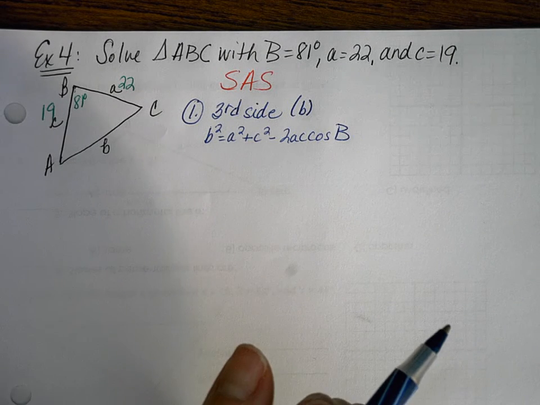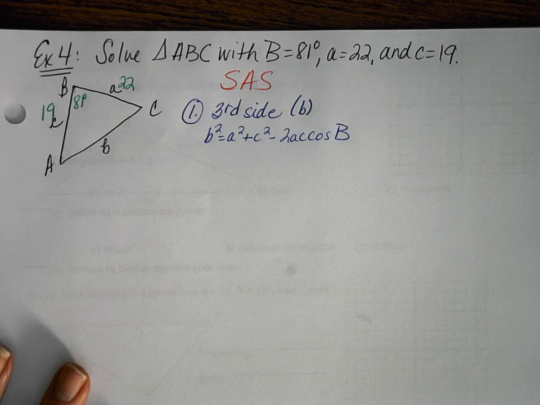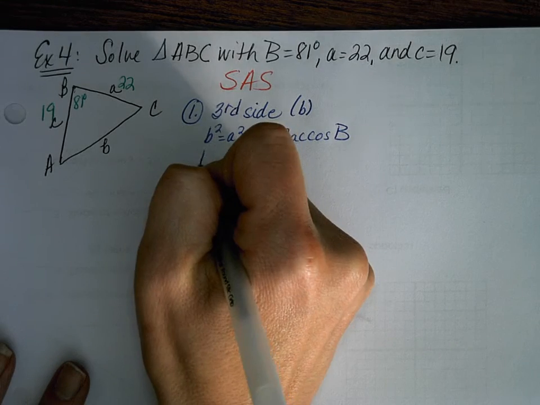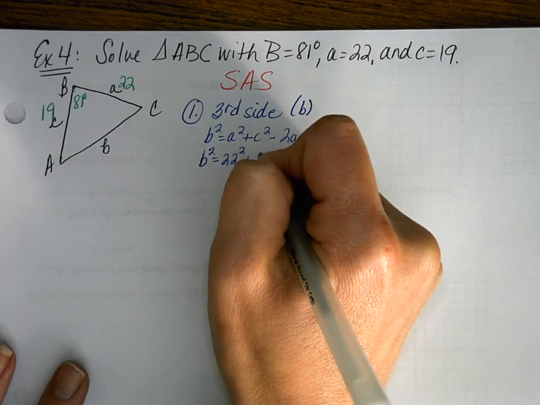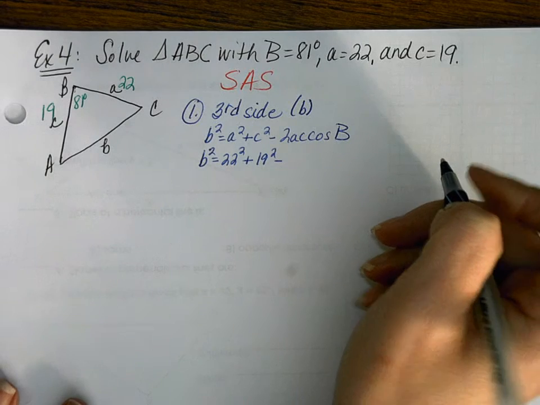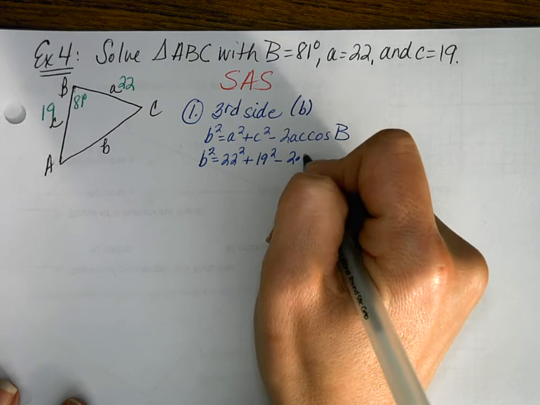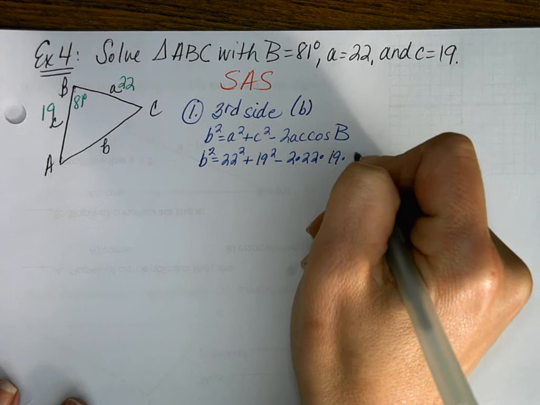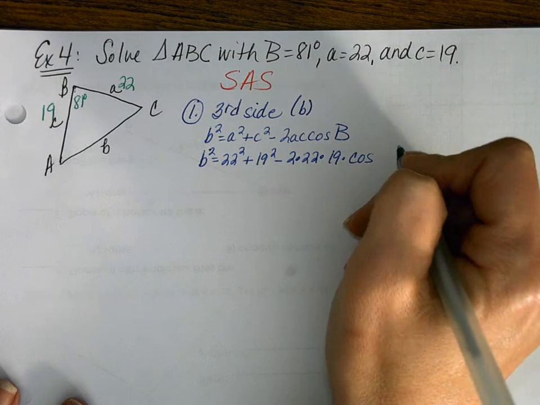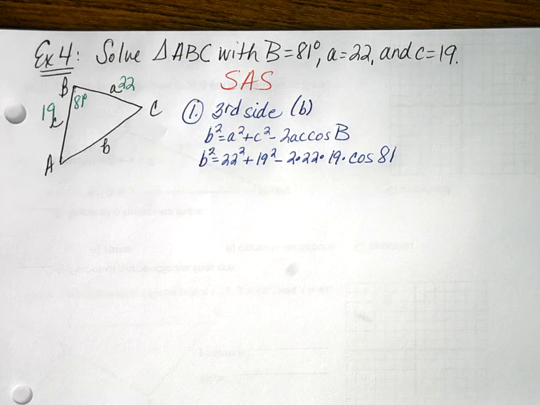All right. Now, Shia, can you help me fill in what I know? Okay, so I got little b squared is equal to little a, so that's 22 squared plus 19 squared, subtract 2 times a, which is 22, times c, which is 19, times the cosine of b, which is 81. Very nice. All right, time to get out our calculators, watching the magic.